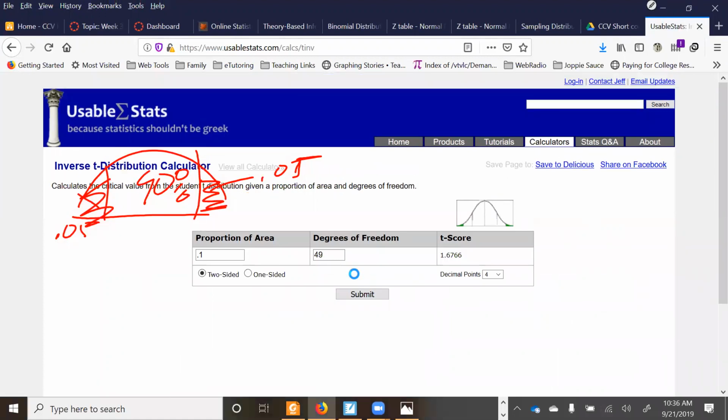There we go. So this is because for the table, I had to go to a one-sided area. Here it'll do it for me. So do you see how that works? All I had to do was come up with the outside area, and it'll cut it in half. At least now I've got the same t-score. Calculators will do this too.